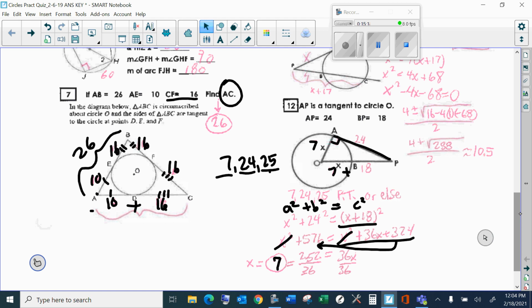So if you're smart enough that you memorize your Pythagorean triples, you can write down 7, 24, 25, PT for Pythagorean triple, and therefore your x is 7. Otherwise, you have to work it out like I just did right there. So I've shown you both ways. All right, that ends this review.